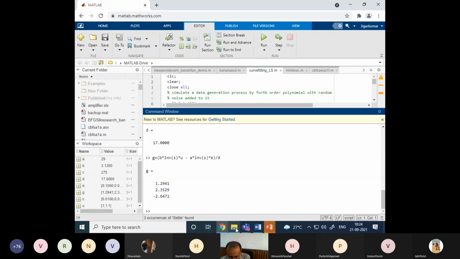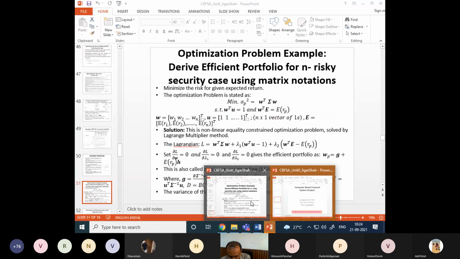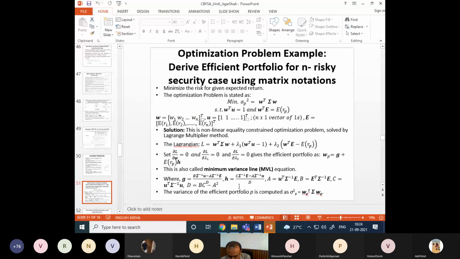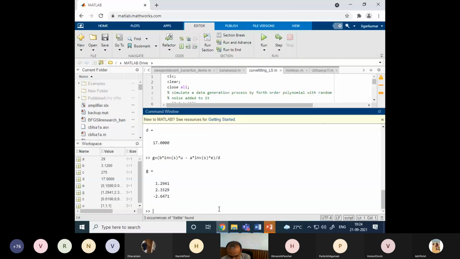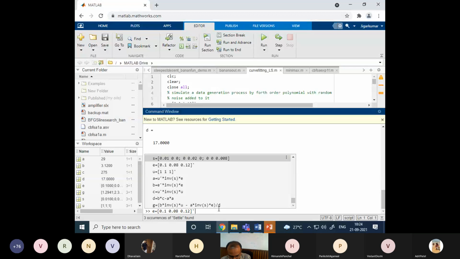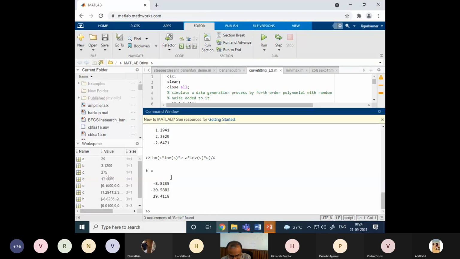Similarly, H. So what is H? H is C sigma inverse E minus A sigma inverse U divided by D. So let us use it for H. Yes, C sigma inverse E minus A sigma inverse U divided by D. Just press enter. So MATLAB will do all this calculation. We need not find any inverse multiplication, anything.